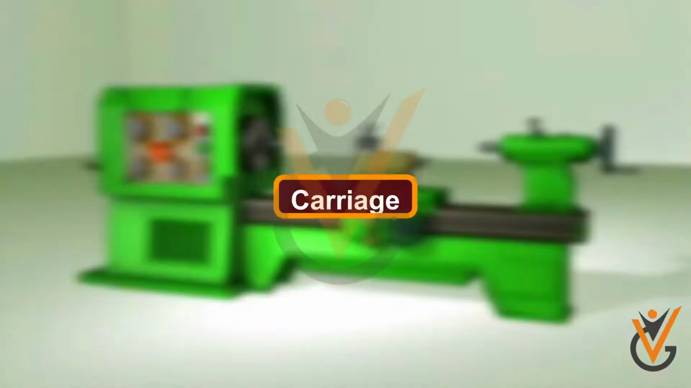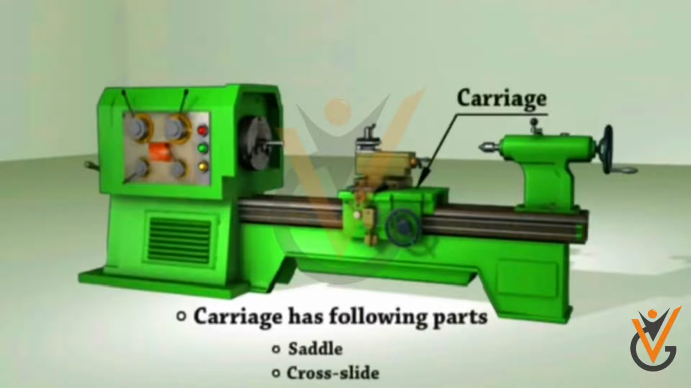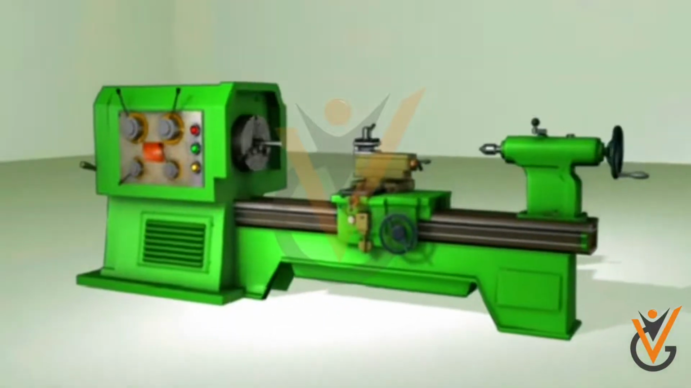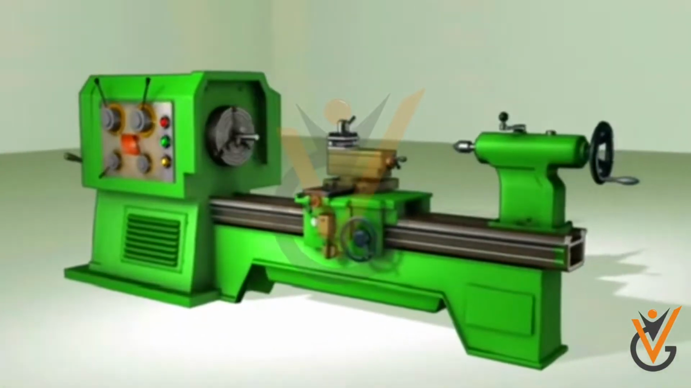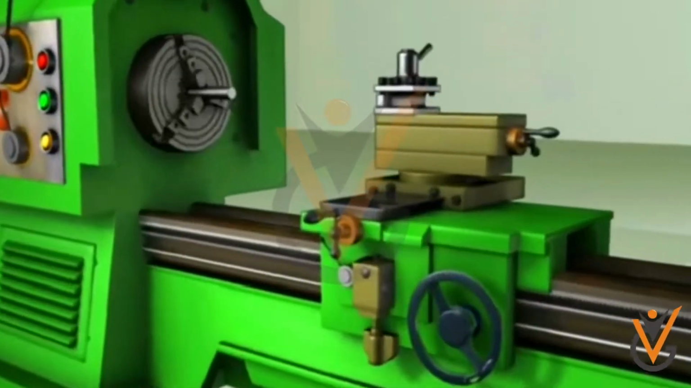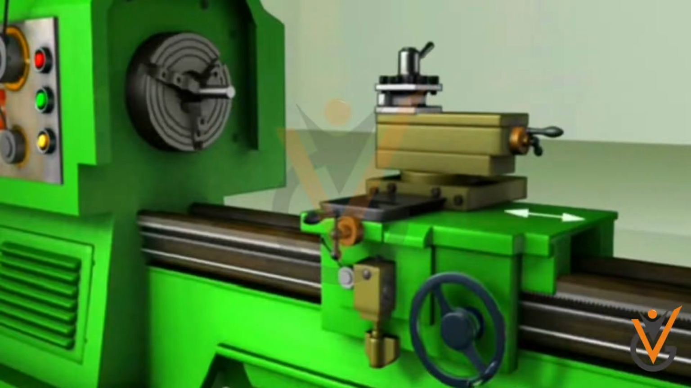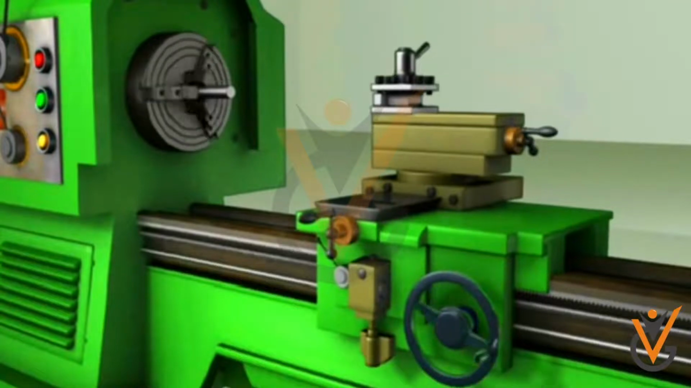Carriage. Carriage is located between headstock and tailstock. The basic function of the carriage is to support, guide, and feed the tool against the job during operation. It consists of 5 main parts: saddle, cross slide, compound rest, tool post, apron. Saddle. It is an H-shaped casting mounted on the top of the lathe ways. It provides support to cross slide, compound rest, and tool post.